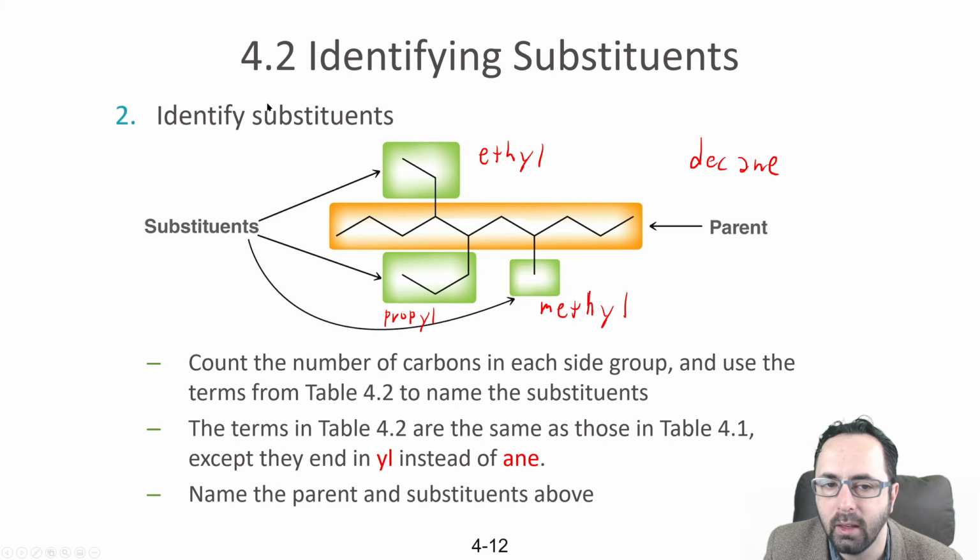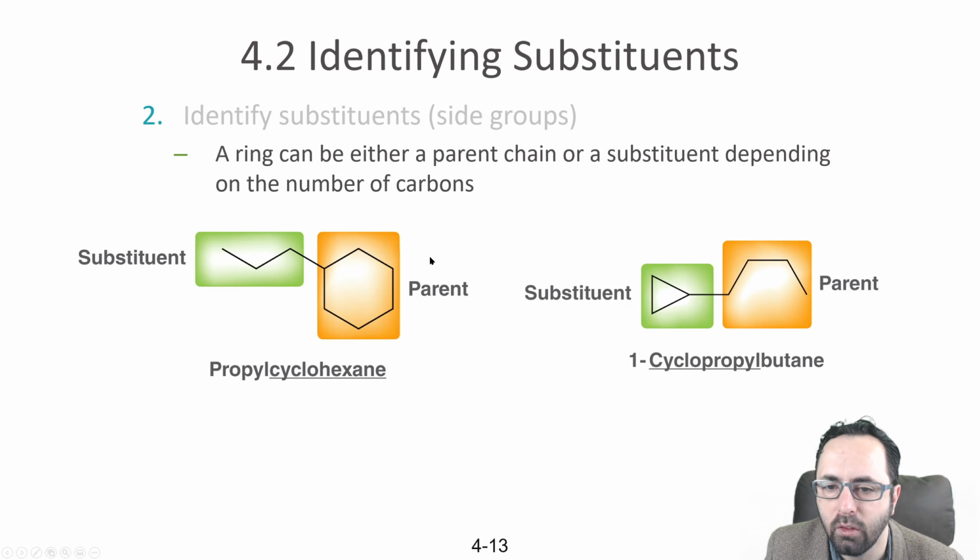Let's keep going. So identify the substituents. Note that a ring here can be either the parent chain or it could be a substituent, depending on how big it is. So for example, here the substituent contains 3 carbons and the ring contains 6. 1, 2, 3, 4, 5, 6. So the ring is the parent, and so we're going to call it cyclohexane. And then propyl will be a branch. And as we're going to see, we're going to write the names of the branches as substituents in front of the name of the parent.